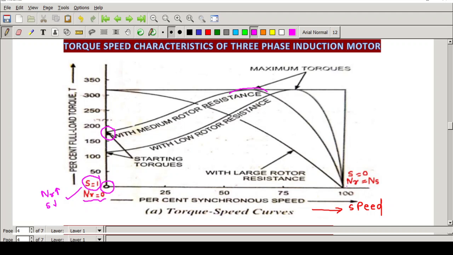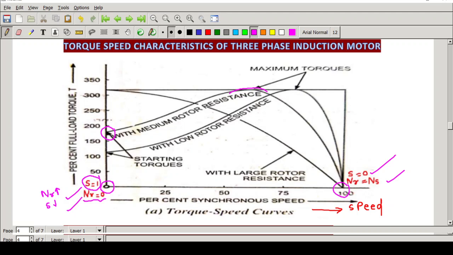Now let us consider this particular point. At this point, the rotor speed becomes almost equal to the synchronous speed. That means slip is 0. So at this point slip is 0 and the rotor speed is equal to synchronous speed, whereas here slip is 1 and rotor speed is equal to 0.